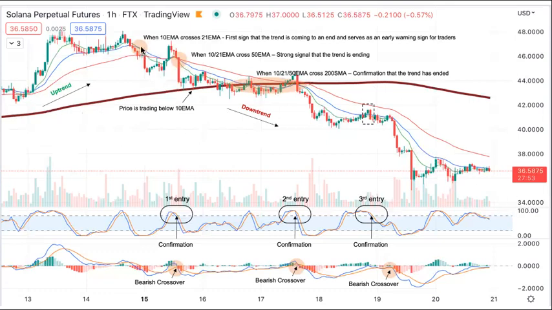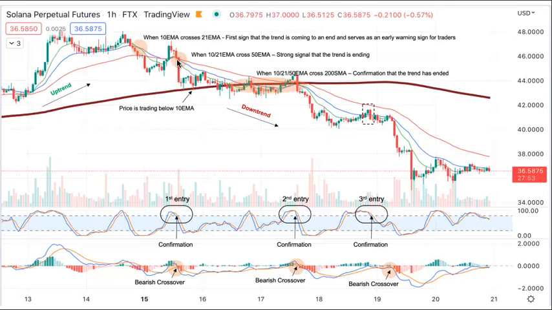Same thing, right? Warning sign first, followed by a strong signal, the 10 and 21 EMA crossing the 50 EMA. So when you see this, look down. If the stochastic is also going down, plus there's a bearish crossover, then just open a short position.